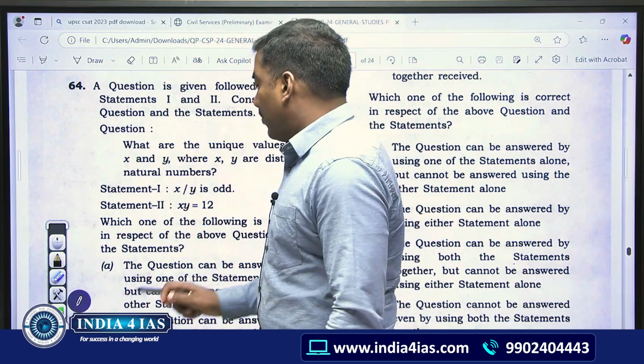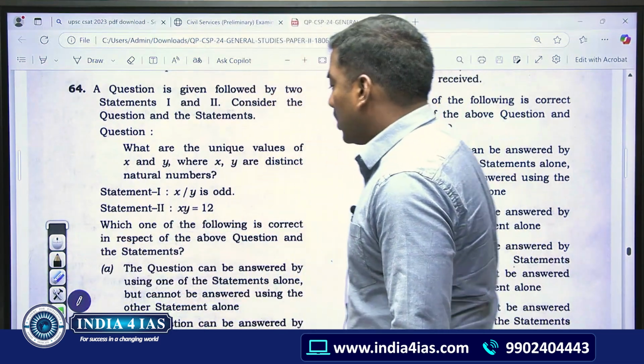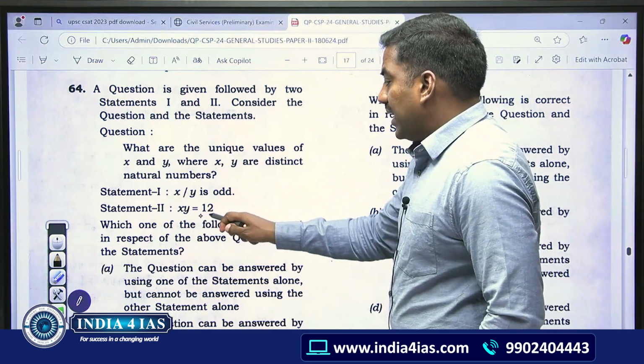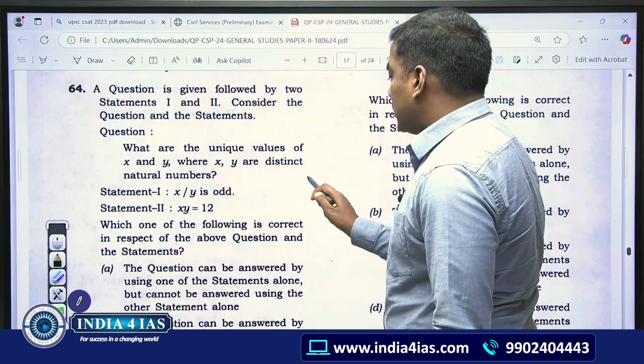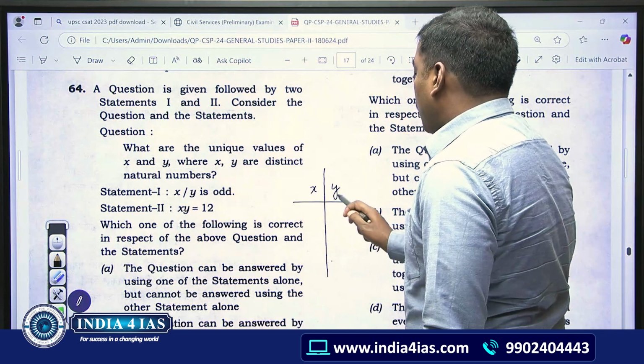So we have to combine both now. In that case, what do we have to do? x by y is equal to odd, but x into y is equal to 12. In this case, what are the values of x and y that are possible? What are the possible values?